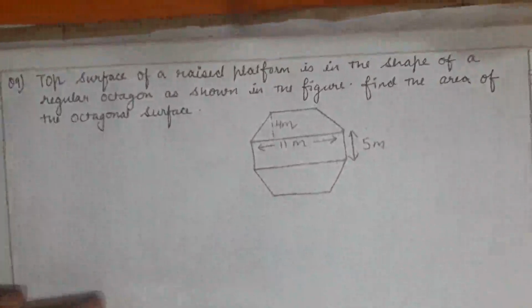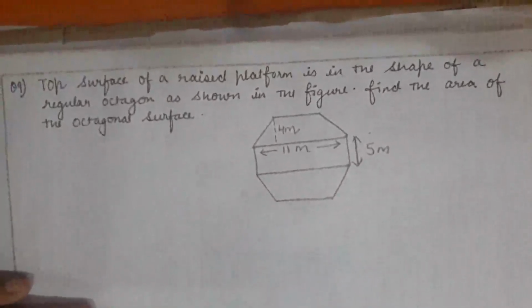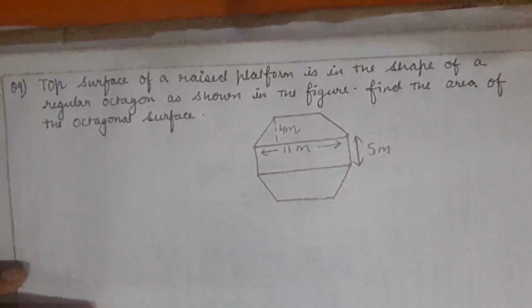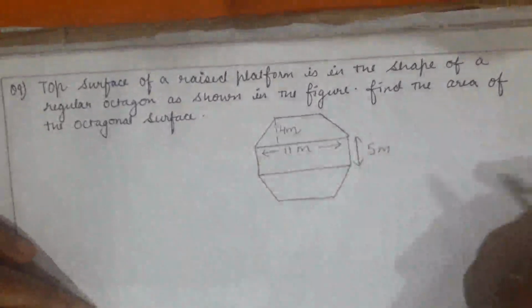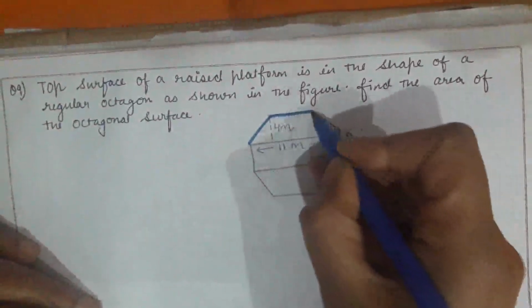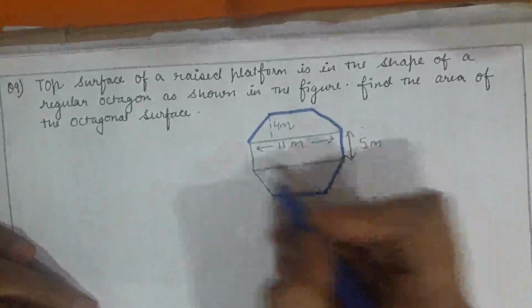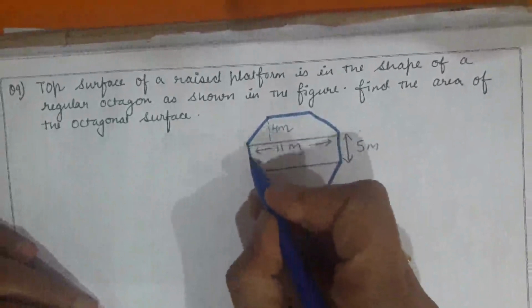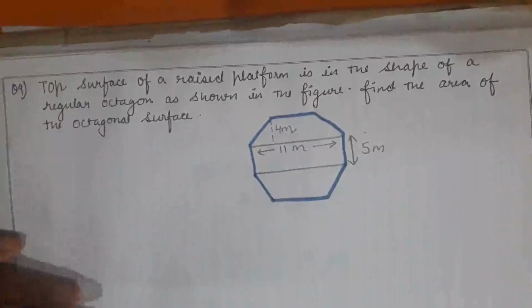Now, next is question number 9. Top surface of a raised platform is in the shape of a regular octagon. A regular octagon means a shape having 8 sides: 1, 2, 3, 4, 5, 6, 7, 8. Now find the area of the octagonal shape.